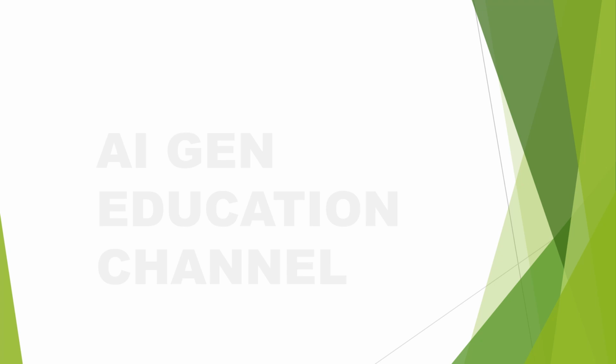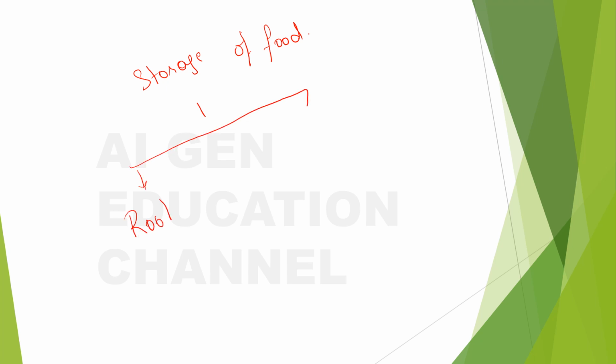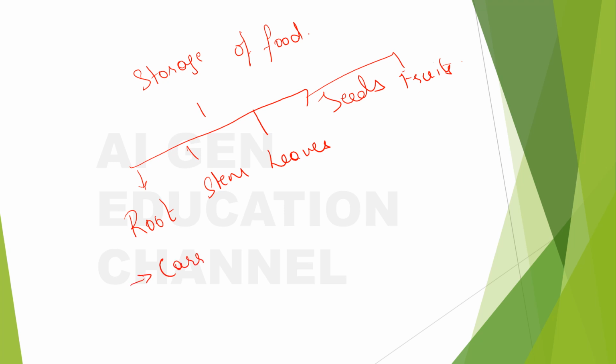Now another thing I want to say is the other topic, storage of food. I'll just do this and I'll close this session. I know that it is too long for you. Storage of food may happen at root level, it may happen at stem level, it may happen at leaves level. It may happen at seeds level, and it may also happen at fruits level. At the root level, it's like carrot, beetroot, and radish.